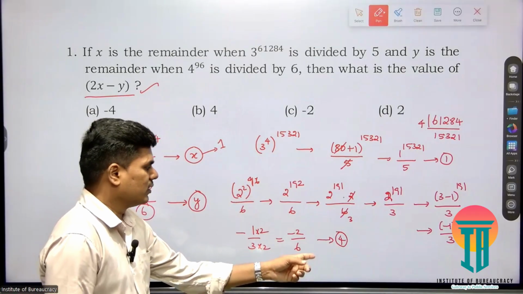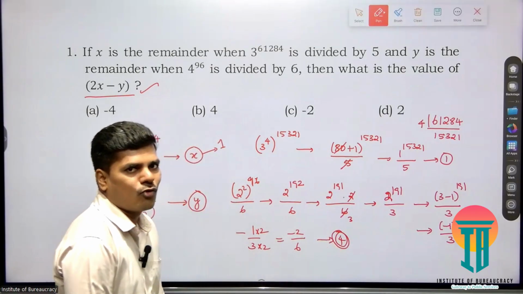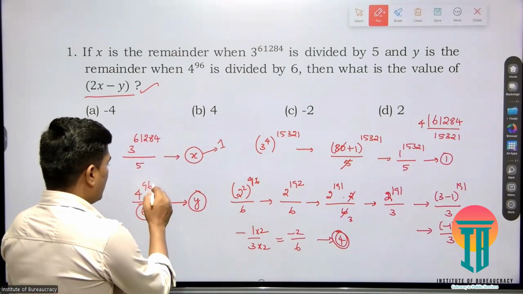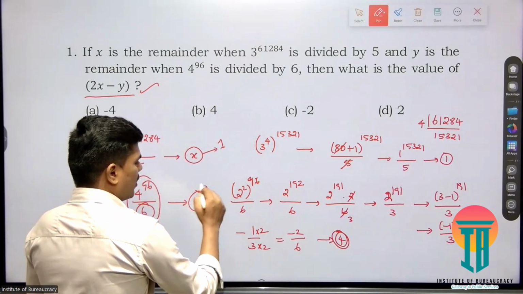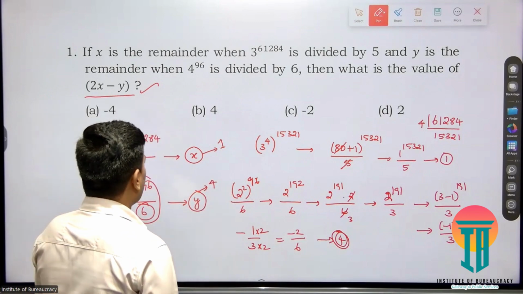So minus 2 means remove the 2 from the divisor. Whatever the answer is, that is going to be the remainder. 4 is the remainder for this expression. Therefore, y is going to be 4. So we have found the y value.